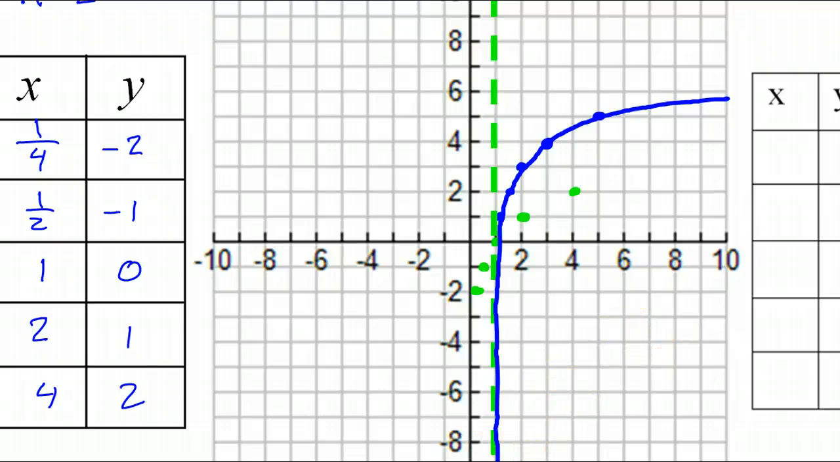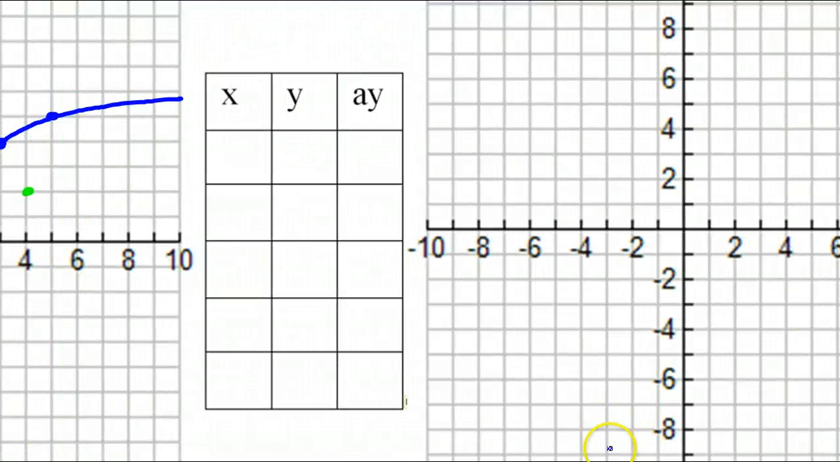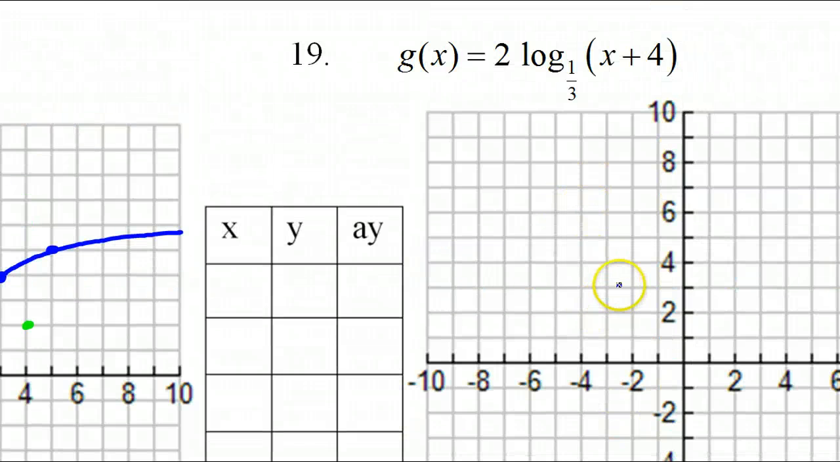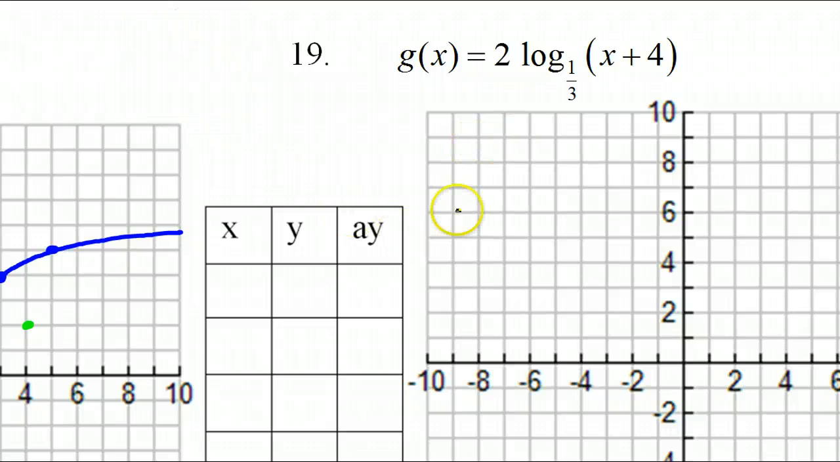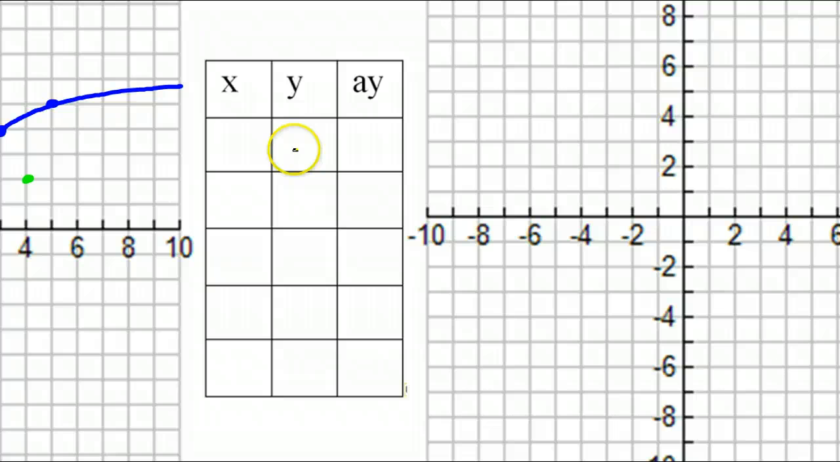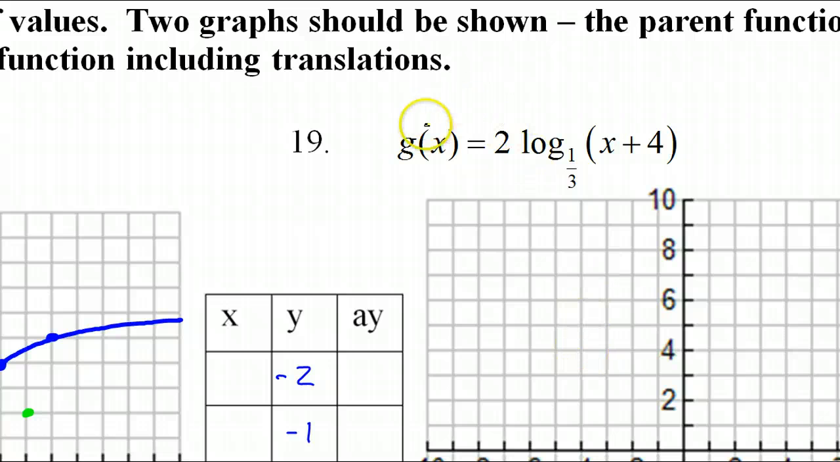Yeah, so that was it for that one. So now, number 19. Same type of deal. Log function. Start with the y values: -2, -1, 0, 1, 2. Consider the parent function, y equals log base 1/3 of x. I'm ignoring the 2 and the +4 for right now.